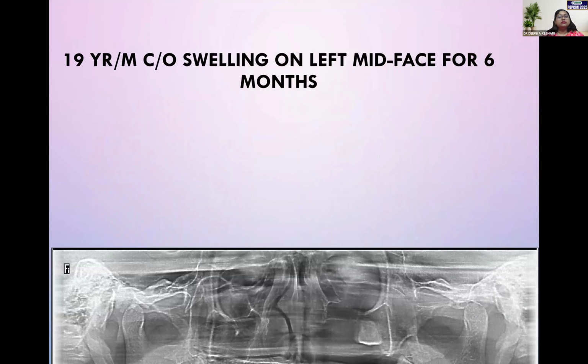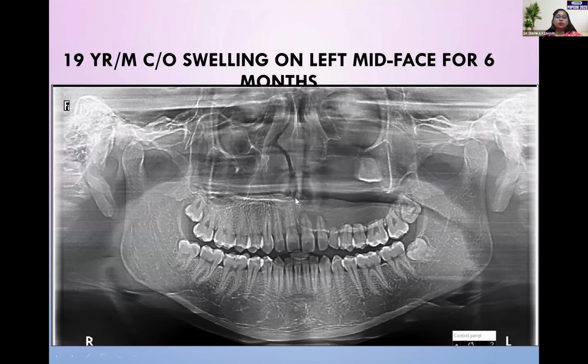So here you can see that this is an OPG of a 19-year-old male patient complaining of swelling on the left mid-face region. So in this case, we can see that there is an impacted tooth, but we do not know what the location of the tooth is. Here it appears to be located within the left maxillary sinus, and there is a radiolucent lesion which is involving the left maxilla, maxillary alveolar process, maxillary sinus, and also part of the orbit.